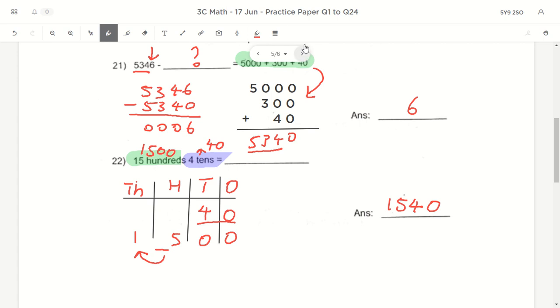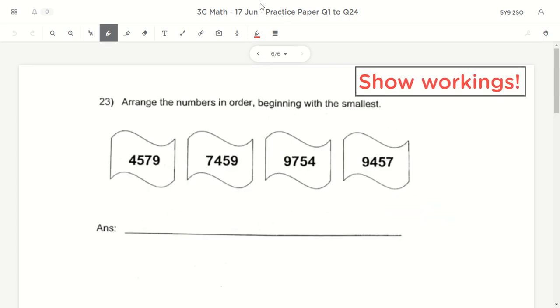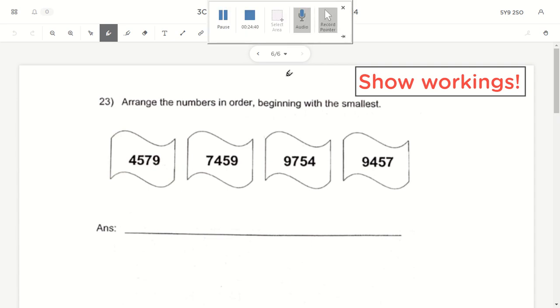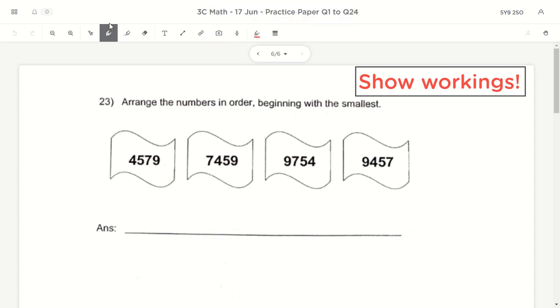Okay, let's go to the last page. Questions 23 and 24. I think we can finish this within 30 minutes. Once again, arrange from smallest, so highlight the word smallest, and then after that, please write. You want the smallest first, so write down at the bottom. You can write an S, which is good enough. Then you write the biggest, or largest, or greatest.